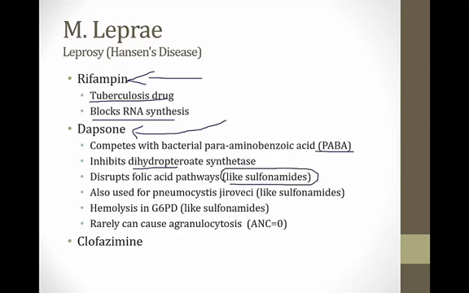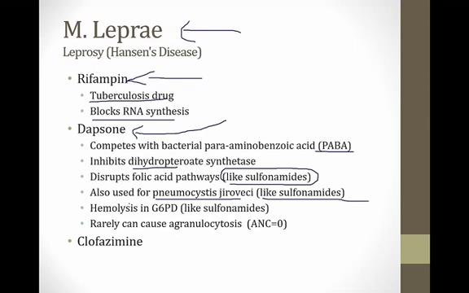It's only used in 2 situations that you need to know about for Step 1. The first is this one, to treat Mycobacterium leprae, as we've been talking about. And the second is to treat Pneumocystis jirovecii, which causes Pneumocystis pneumonia in patients with HIV/AIDS. And the drug of choice in that situation is sulfonamide, so you can just remember dapsone works the same way, and therefore it's a backup drug to sulfonamides for Pneumocystis.